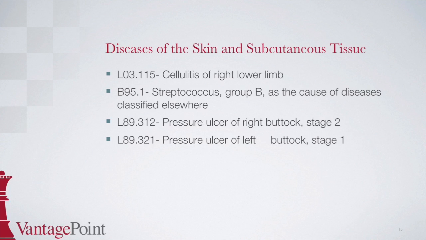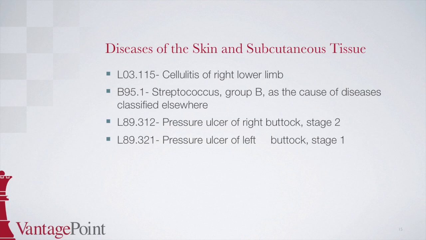When we go to the tabular, we see that subcategory L89.3 is for pressure ulcer of the buttock. We still need to find the right buttock as well as stage 2. The subcategory for right buttock is L89.31. Then we need a 6th character of 2 to indicate that the ulcer is stage 2. This gives us a final code of L89.312.